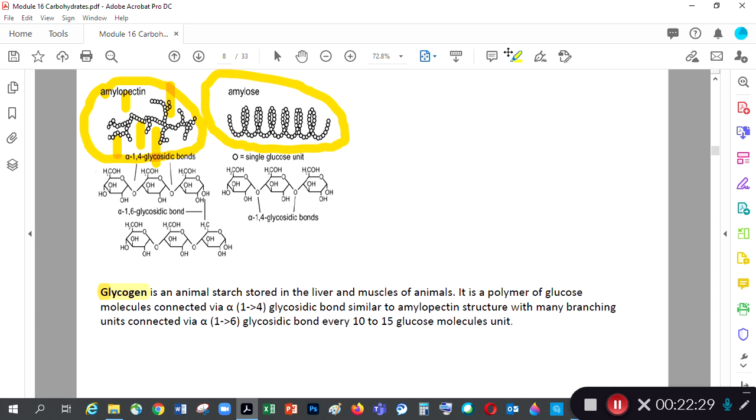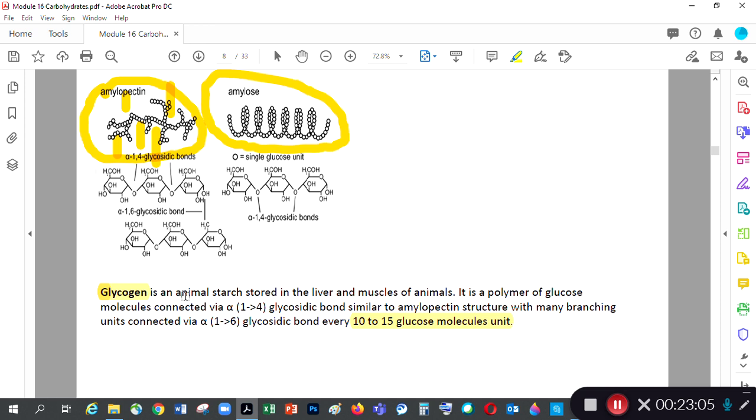Here, let me put this one here and show you. This glycogen looks like the amylopectin. However, the difference between them is that the frequent branching is not there. In amylopectin, we have a branch every 25 units at the top here. In glycogen, we have very less frequent branching, with a branch every 10 to 15 glucose units. So it's not that frequent.